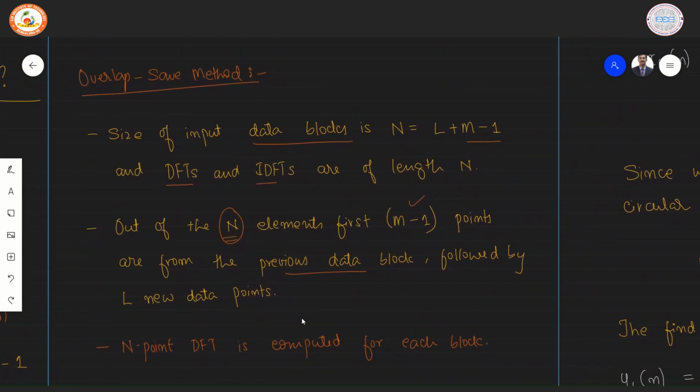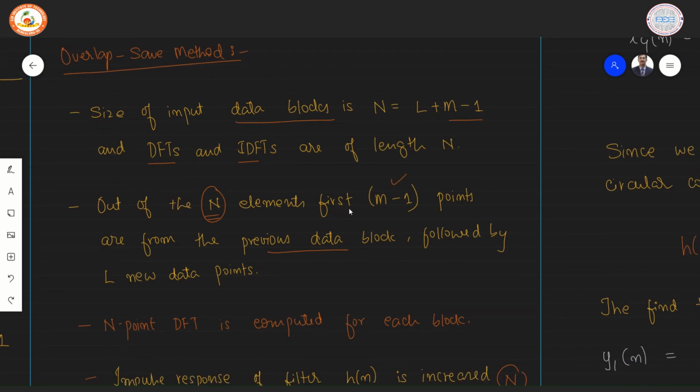The first method we're going to study under this topic is called as the overlap save method. In overlap save method, the size of the input data block is made to be equal to capital N, where capital N is equal to L plus M minus 1. And DFT and IDFT are of length capital N. Now, out of the total N elements, the first M minus 1 points are coming from the previous data block, which is followed by L new data points.